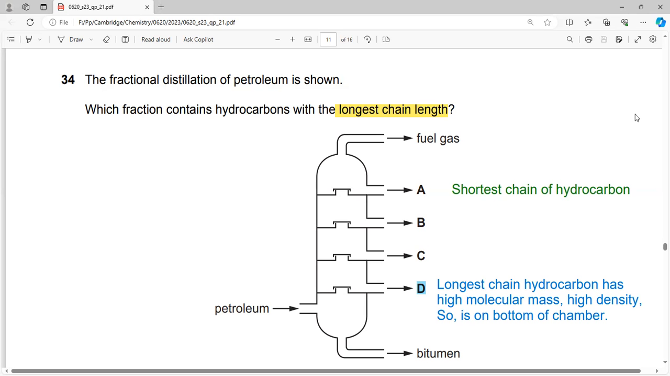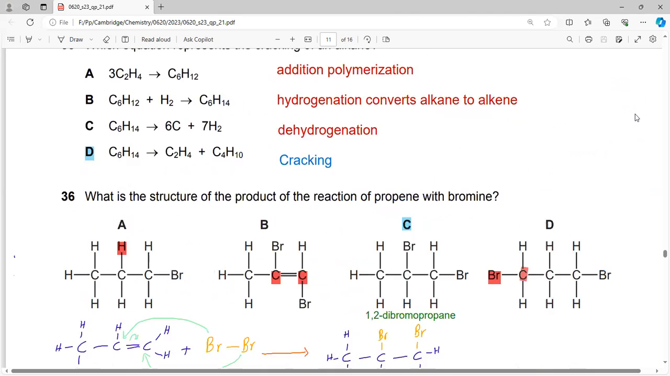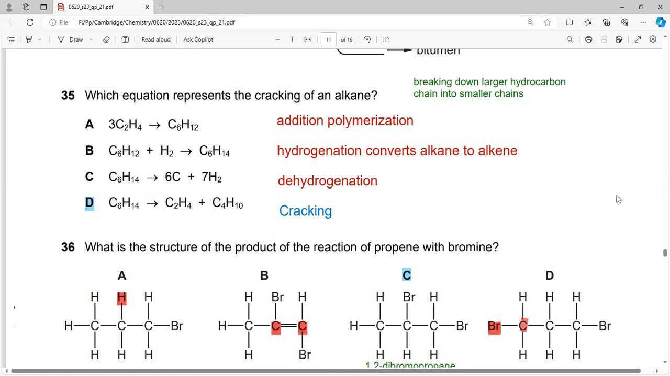So here, the D is our correct option. We're going to proceed to question number 35. Which equation represents the cracking of the alkane? Cracking is the breaking down of a larger hydrocarbon chain into smaller chains. So this process is called cracking.